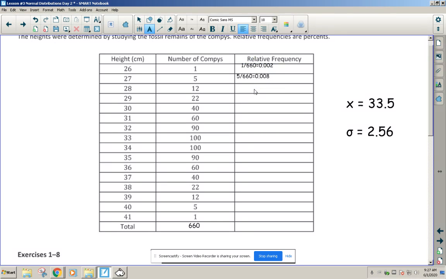So this is what I want you to do. I actually want you to pause the video and I want you to do these yourself and then come back and check and see if your answers match mine, which they should.